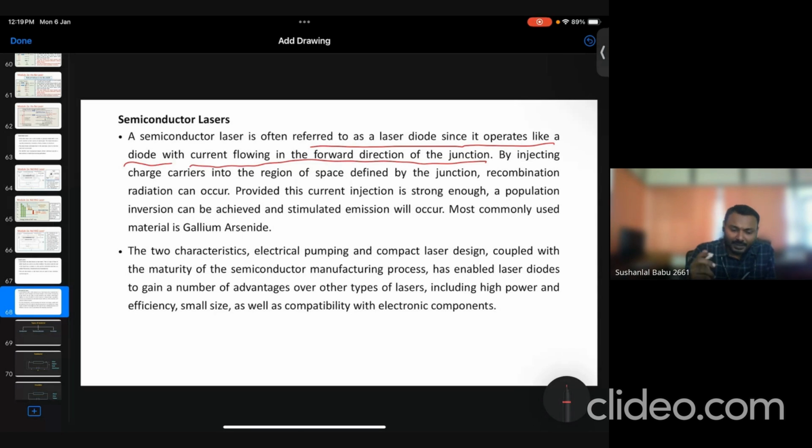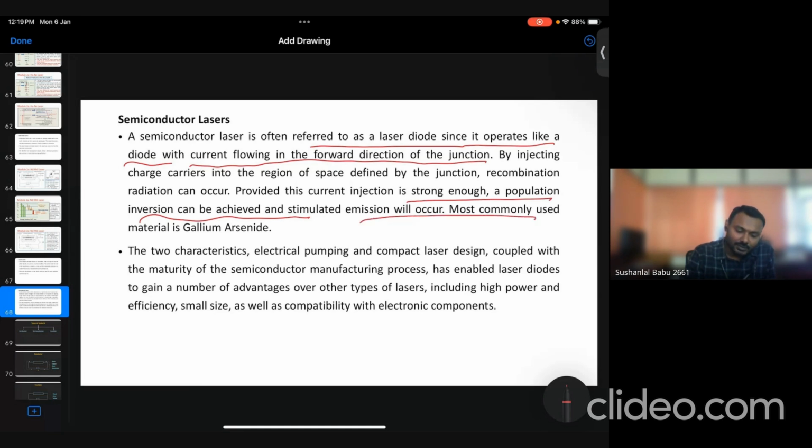So there will be a depletion layer that we will discuss. By injecting charge carriers into the region of space defined by the junction, recombination radiation can occur, provided this current injection is strong enough, a population inversion can be achieved. So that we will discuss in the further slides.